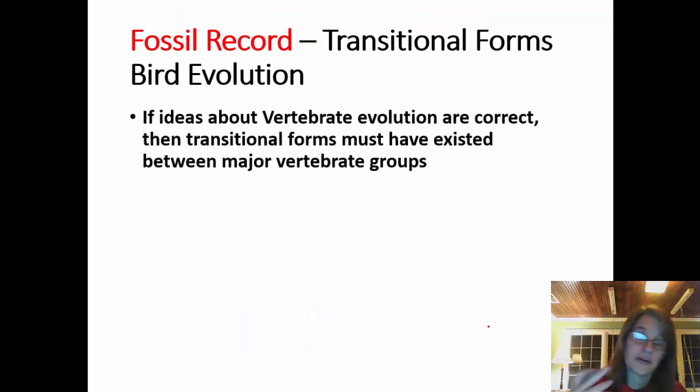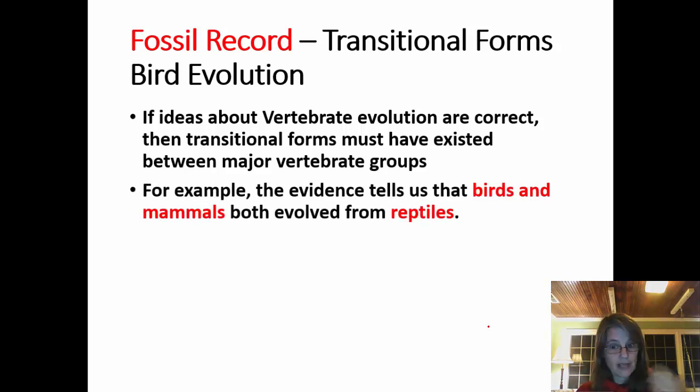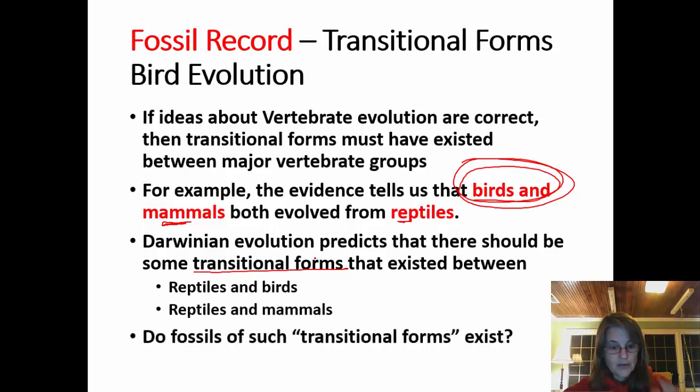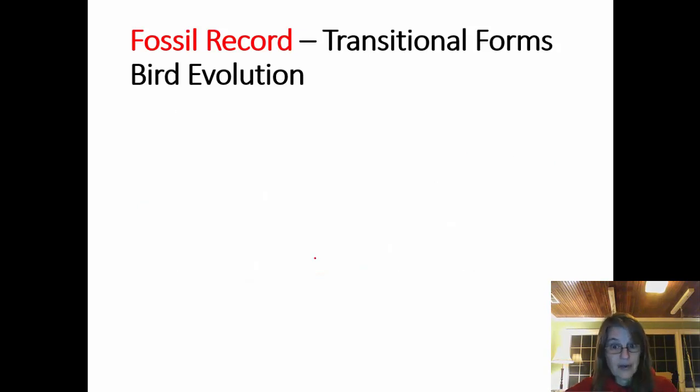Bird evolution, another great example of finding a transitional form. If ideas about vertebrate evolution are correct, then we should be able to find a transitional form that not only links mammals to reptiles, but also links birds and reptiles. Darwinian evolution predicts that transitional form. Do such fossils exist? Yes, they do.